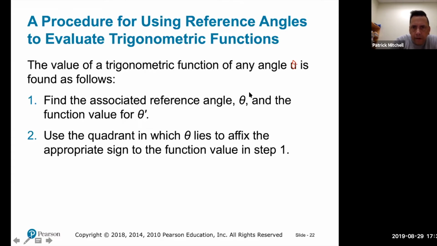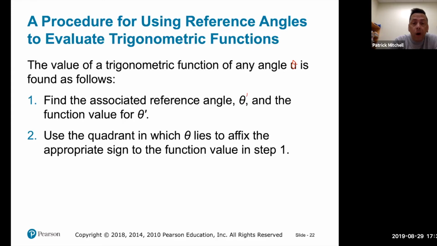And find the associated reference angle theta prime. That's supposed to say theta prime. Okay, typos fixed. Find the associated reference angle theta prime, and then find the function value for theta prime.